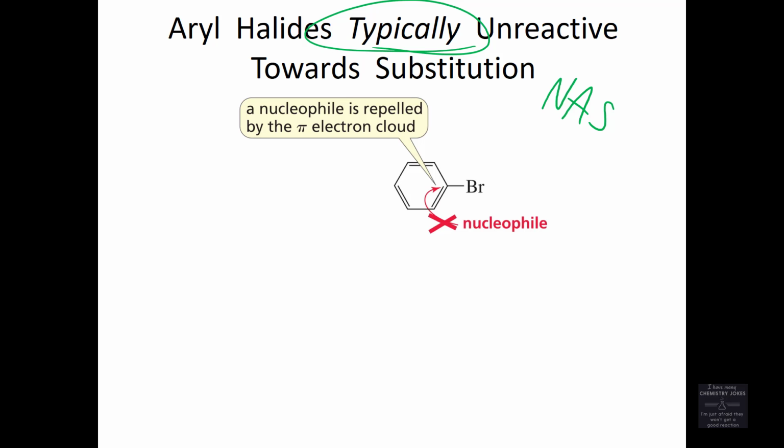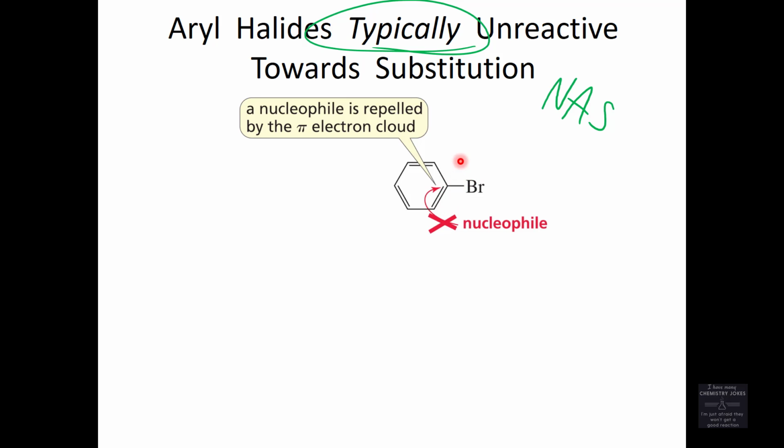But aryl halides, benzene stuff, are typically unreactive towards substitution, meaning if we try to do some sort of SN2 reaction where our nucleophile attacks and that Br gets kicked out, not so much, because a nucleophile is repelled by the pi electron cloud. Remember, these pi bonds form a cyclic donut, a cyclic pi cloud above and below the plane of the molecule. That pi cloud blocks the incoming nucleophile from attacking like this to do an SN2.